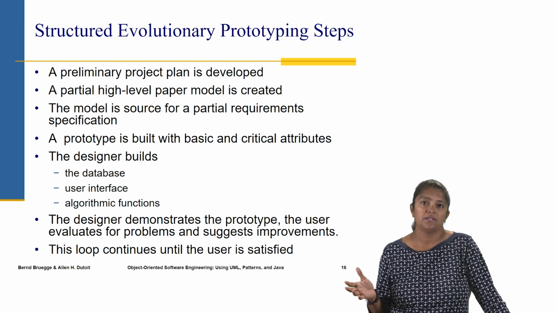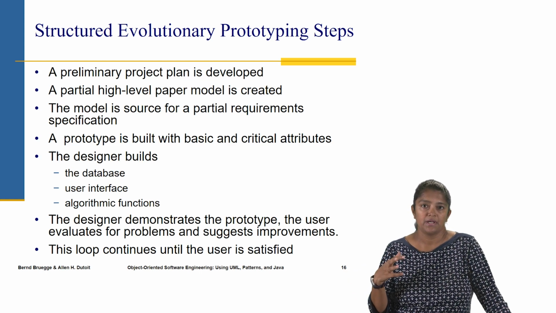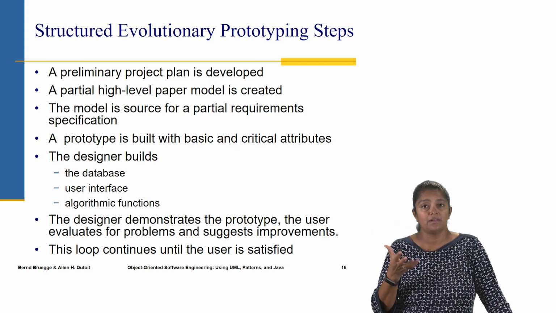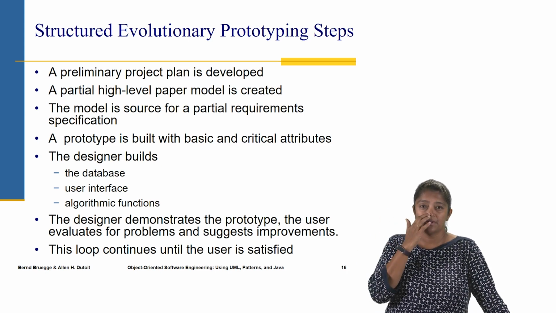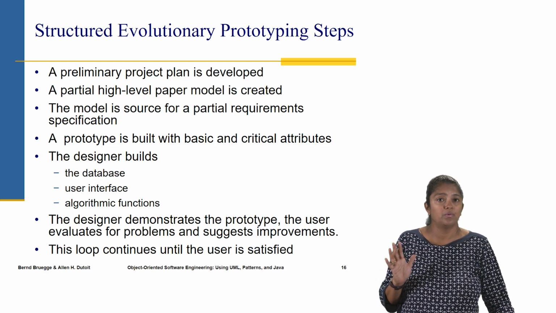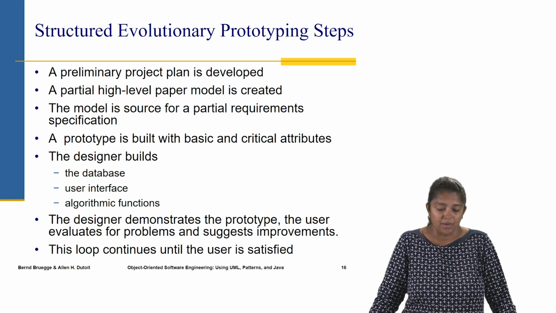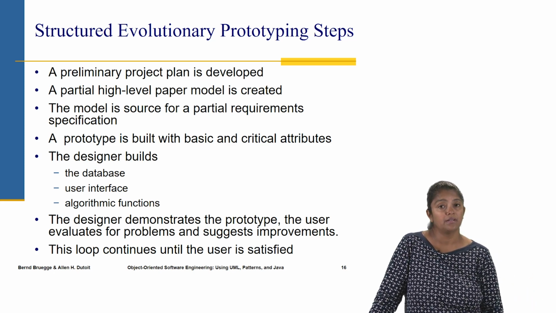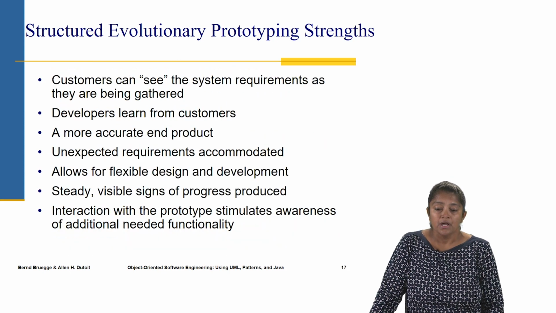And then the designer builds, say, a database. All of the detailed database and the detailed algorithmic functions get added later on. But in the prototype, only whatever is essential gets built. And then it's demonstrated, and the loop continues till the user is satisfied with that prototype.